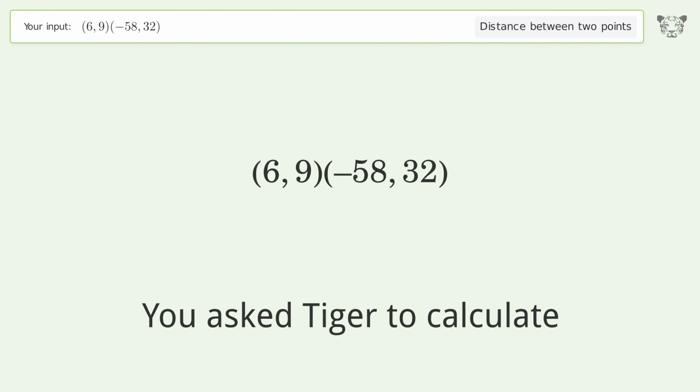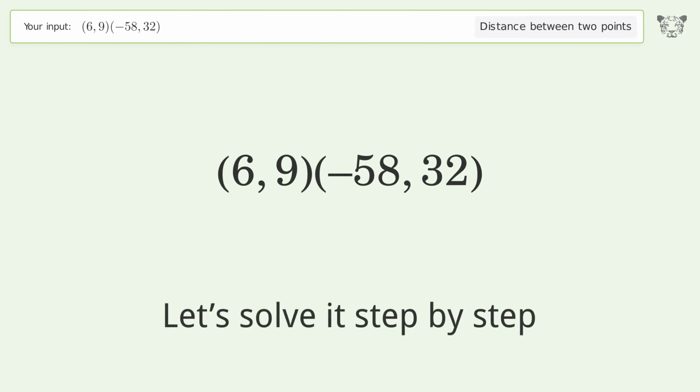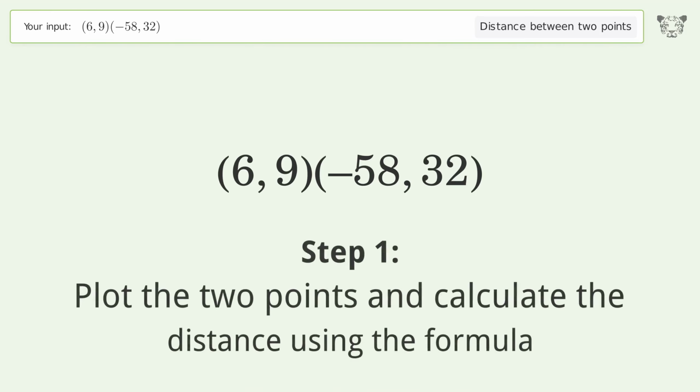You asked Tiger to calculate the distance between 2 points. The distance between the 2 points is the square root of 4,625, or 68.007. Let's solve it step by step. Plot the 2 points and calculate the distance using the formula.